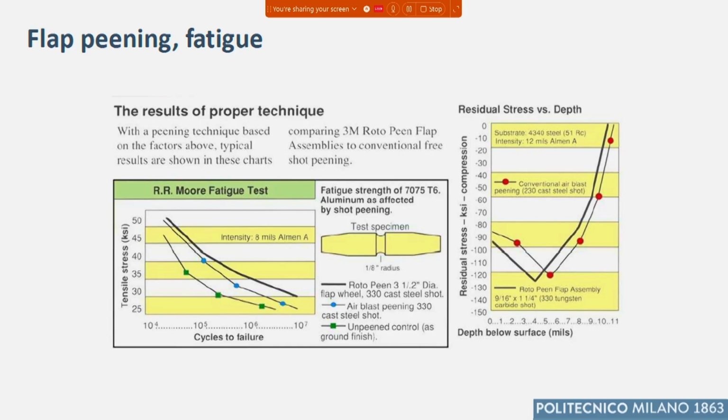This is clearly published by someone using flap peening. And here the test specimen in this case was this, with this groove that was treated by means of flap peening at the groove.